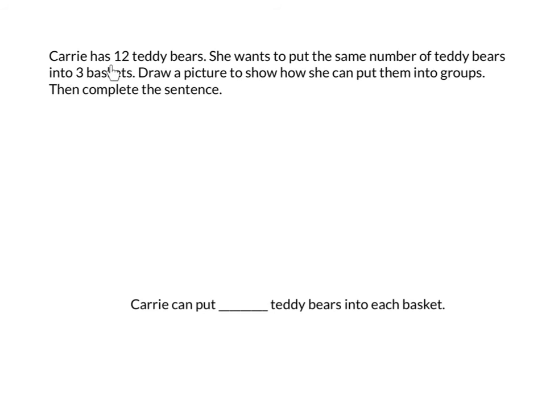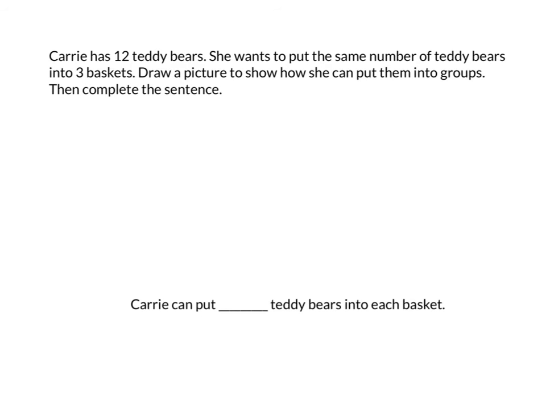So it says, Carrie has 12 teddy bears. She wants to put the same number of teddy bears into 3 baskets. Draw a picture to show how she can put them into groups. Then complete the sentence. So down here it says, Carrie can put blank teddy bears into each basket. So first thing we've got to do is figure out how many groups we need. She wants to put the teddy bears into 3 baskets.